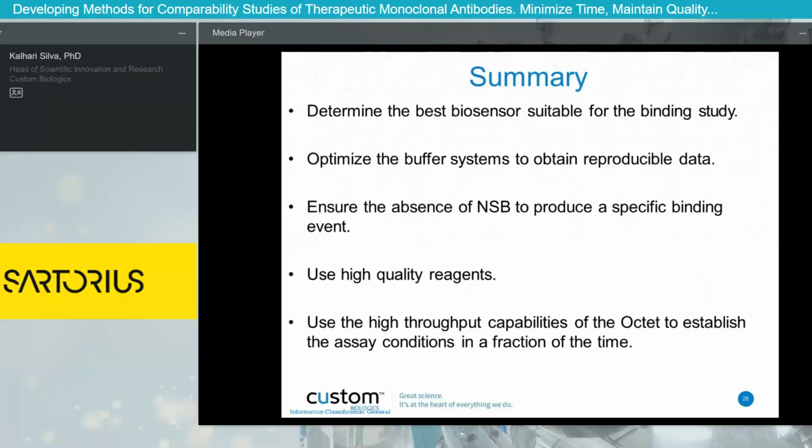Finally, it is always efficient to use the throughput capabilities of the Octet to establish assay conditions in a fraction of the time. So multiple assay conditions such as the buffers, loading densities, different analyte concentrations can all be tested in one assay if you have the right planning.